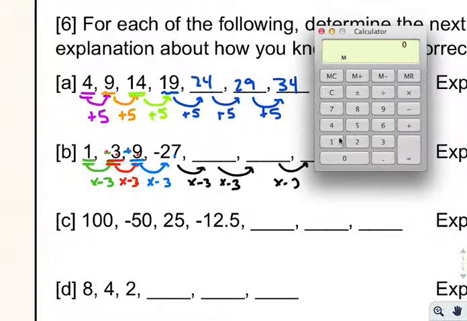Oh, wrong button, sorry. 1 times 3, make it negative, is equal to negative 3. Then it's equal to 9. Equal to negative 27. Next comes 81. Next comes negative 243. And then 729.